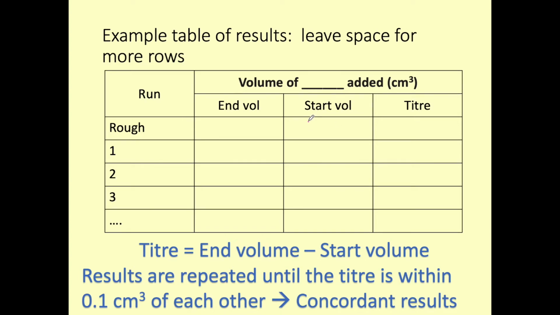So at the very start it might be 0.00, but maybe we didn't get it exactly to 0.00, maybe we started at 1.00. And we'll then take an end volume when our indicator tells us we've reached the end point of this neutralisation. So let's say, for example, that this is 24.00. What we can then do is calculate our titer, and this is the amount of volume that it took for this neutralisation to happen. And the way we calculate that is doing our end volume minus our start volume, so 23.00 in this case.